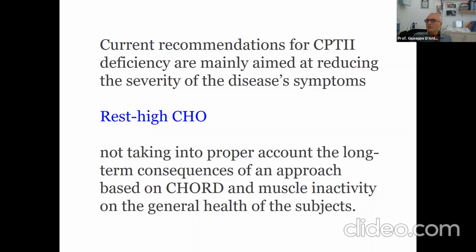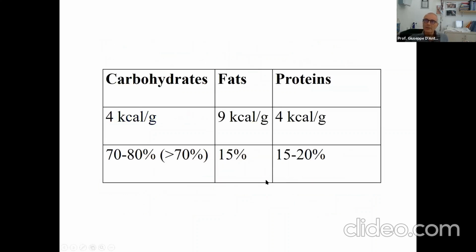But this approach does not take into proper account the long-term consequences of an approach based on disuse and on a high percentage of sugars in the diet, and how they can impact the subject's health in the long run. This scheme summarizes what is generally suggested to the patients: a calorie intake based on 70 to 80% carbohydrates, but always more than 70%, 15% fats, 15 to 20% proteins. So the diet is highly unbalanced towards carbohydrate utilization.